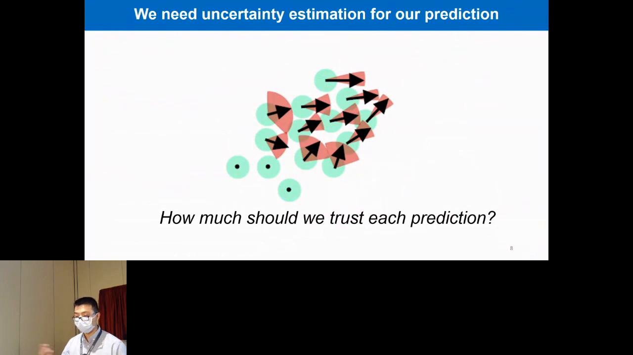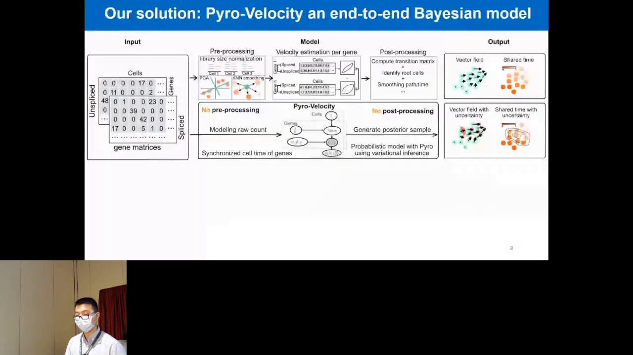We need a certain estimation for all the predictions of the vector field. This can denote how much we trust each of the directions. Then we can threshold for the confident vector field. So our solution is called Pyro-Velocity. It is an end-to-end Bayesian model.